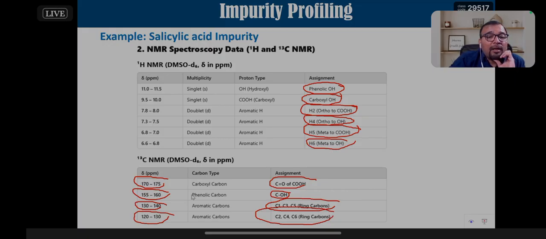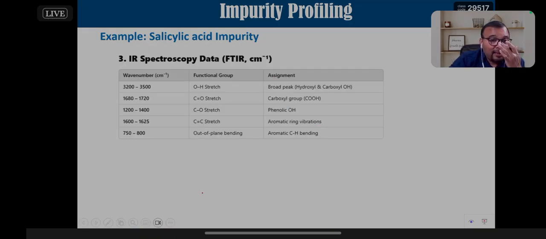And the last, you can talk about the understanding of the FTIR. So there are OH trace because of the hydroxyl and carboxyl hydroxide group. Then the CO stretch in between this wave number can be because of carboxyl group. 1200 to 1400 is because of the CO stretch functional group, that is phenolic OH. And rest or other you can read over it. It's called the fingerprint region.